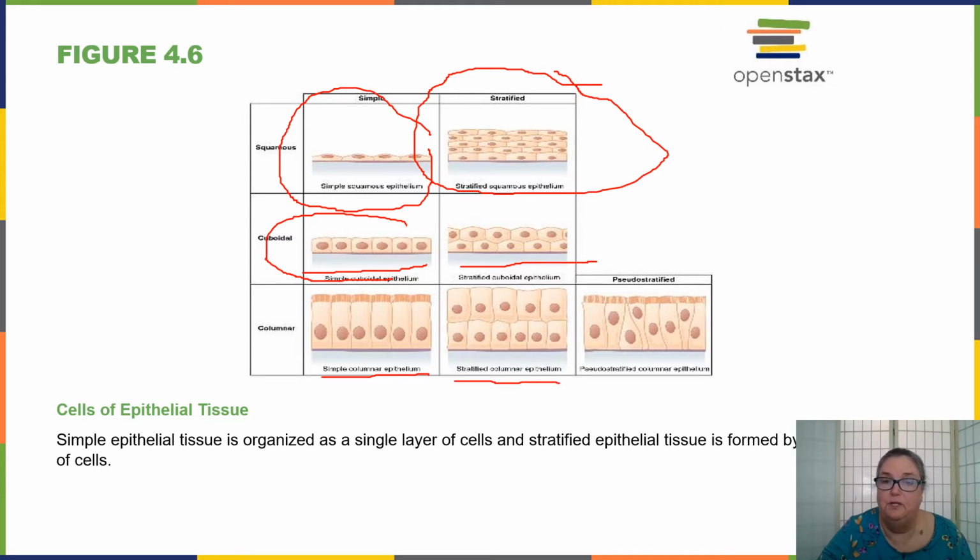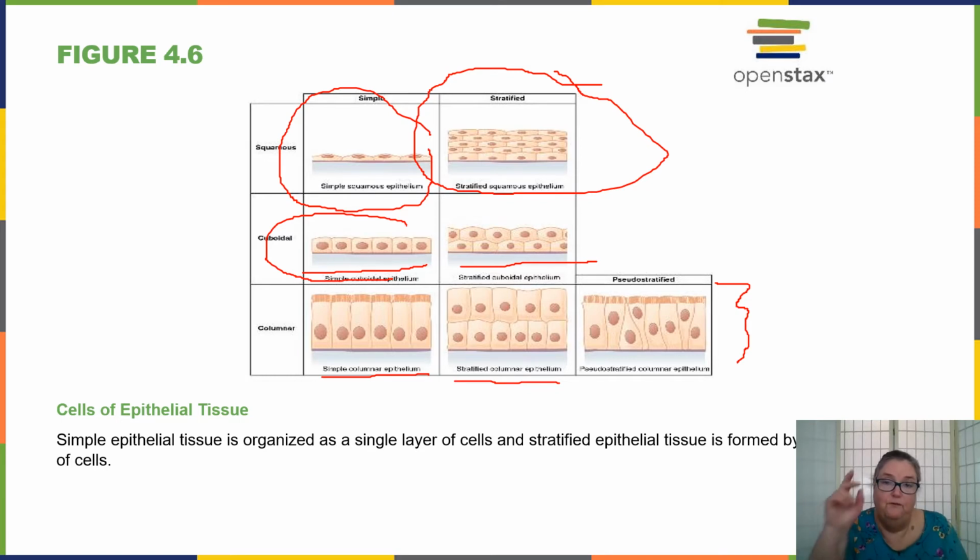And then we have something called pseudostratified, which is actually one layer but appears to be more than one layer. And that's because these nuclei are at different levels, and so under the microscope it looks like there's more layers, but there's not. And we find that in the windpipe or the trachea. So there we have ciliated pseudostratified columnar cells. We'll look at that again when we get to the respiratory system.